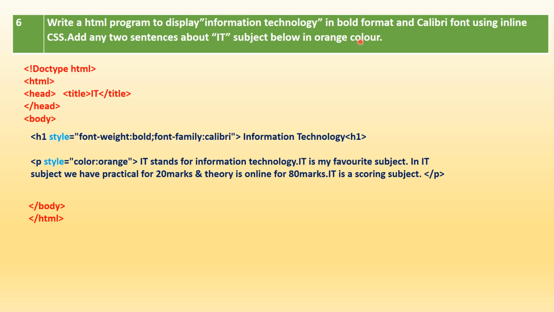Basic structure. Here H1 and style is the attribute equal to, in bold format, you have to write font weight is the property, colon bold, then semicolon, Calibri font. To get this font, you have to write the property called font family, colon Calibri. And this is the content, that is H1 is information technology. Now for the paragraph, which is in orange color, P style is an attribute here equal to color orange.